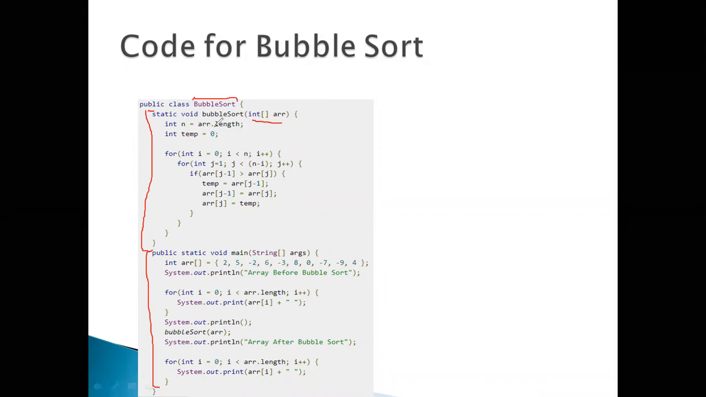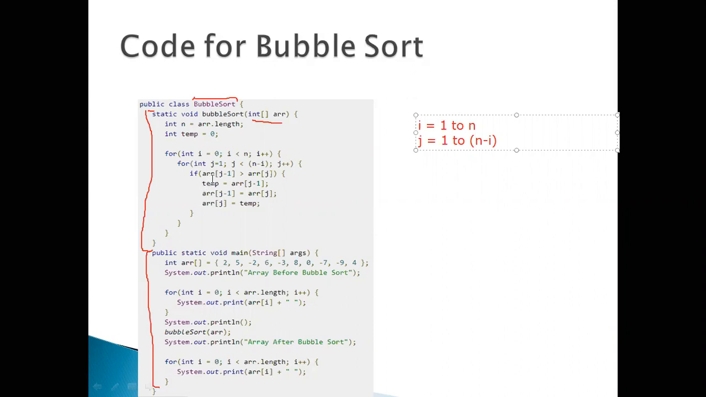Now, for i equal to 0, i less than n, i plus plus, and for j equal to 1, j less than n minus i, j plus plus. So i runs from 1 to n and j runs from 1 to n minus i. Why n minus i? Because at every iteration we have to leave some elements that are present at last. And how many elements do we need to leave? It is equal to the number of iterations, that is the value of i.